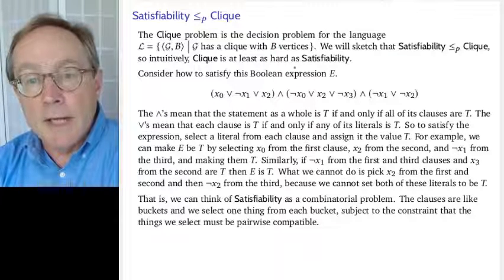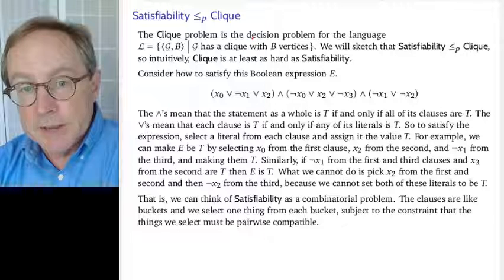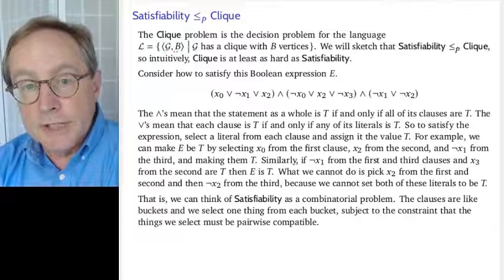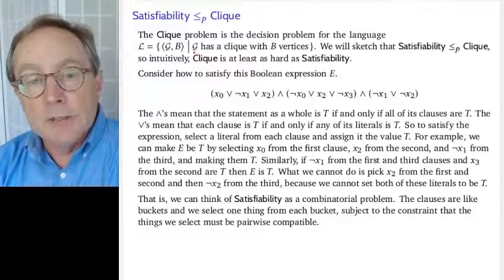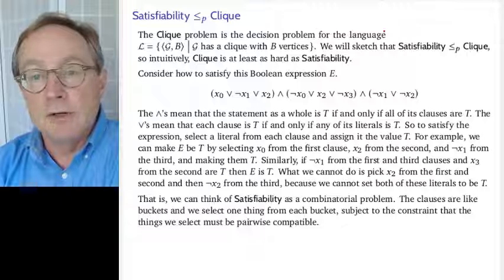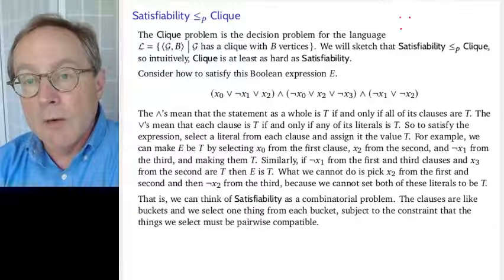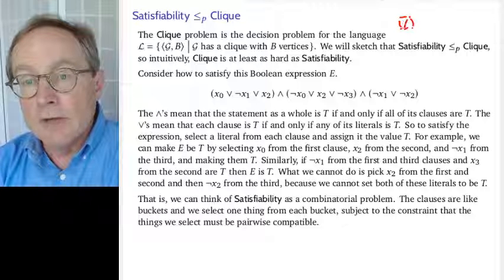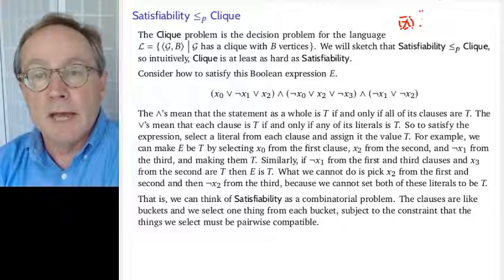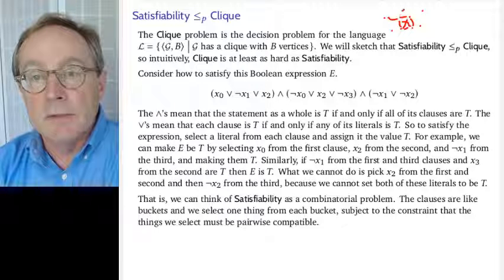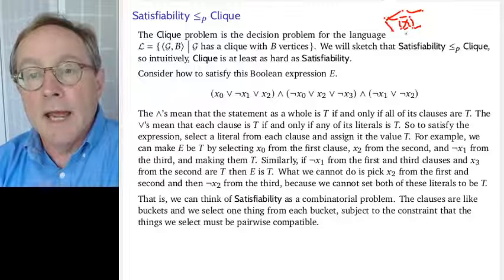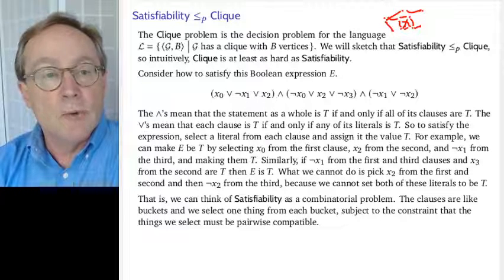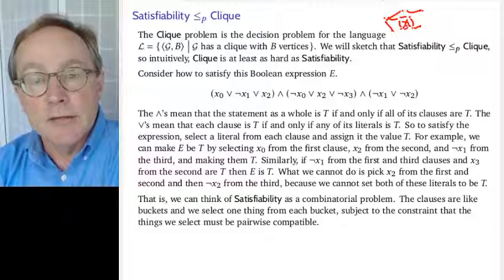Okay, so I'm reminding you how it goes. The clique problem is the decision problem for the language: you take a graph G and a parameter B, and G has a clique with B vertices. You'll remember what a clique is: a clique is where all of the vertices are mutually interconnected. You may have a larger graph outside here, with some additional connections, but a clique is when everybody in the four-tuple, that would be a four-clique, is mutually connected.